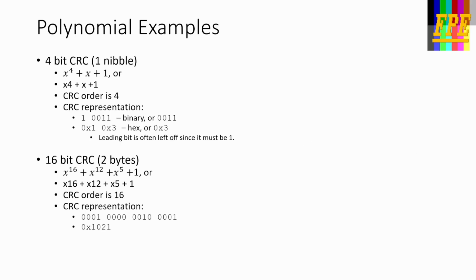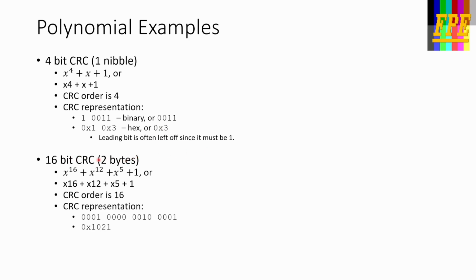Now for some examples, a 4-bit CRC for one nibble, or half a byte. You could have one that is x to the 4th plus x plus 1, or written more simply, x4 plus x plus 1. The CRC order in this case is considered to be 4. That's the highest polynomial value here, which is x to the 4th. And it would be represented as 1, 0, 0, 1, 1. A lot of times you don't see this initial 1 because it really doesn't matter. That's the order, it's always considered to be there. So you might just see it as 0011 or 0x3 in hexadecimal, same thing.